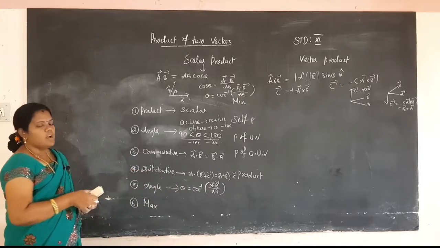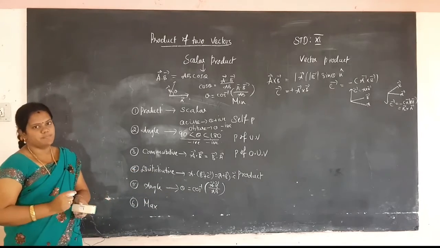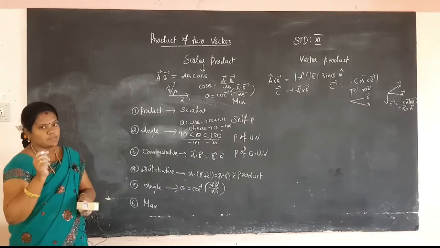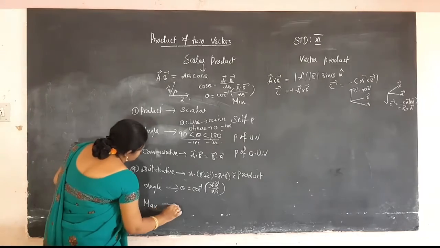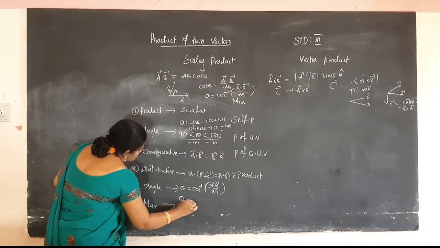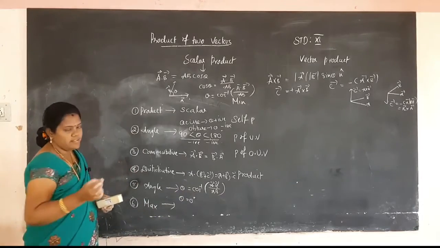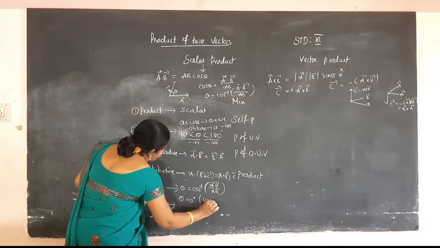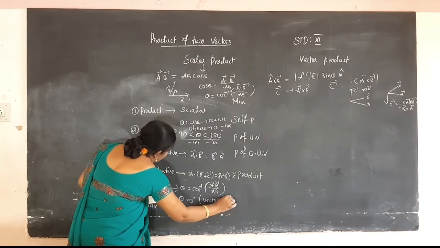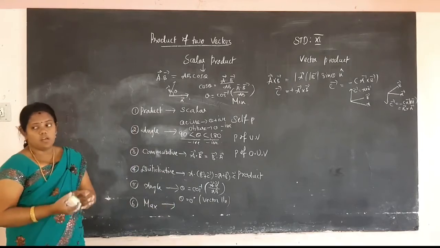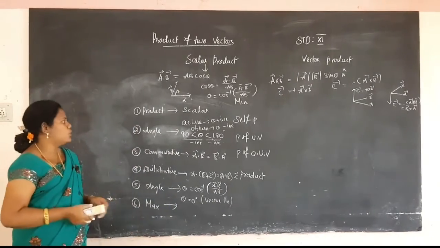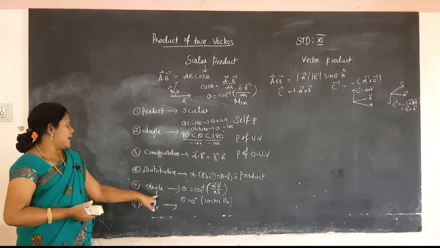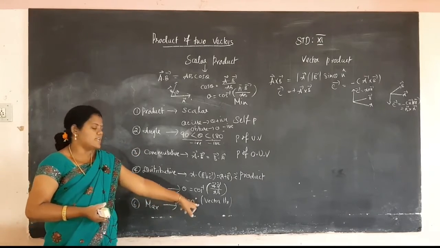Okay, then when will the scalar product be maximum? When theta is 0 degrees, the two vectors are parallel. Students, all of you take one note and note down all the points in the scalar product and vector product. So the angle theta is equal to 0 degrees, vectors are parallel.